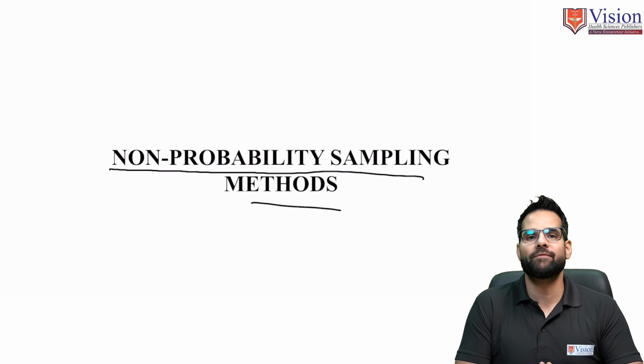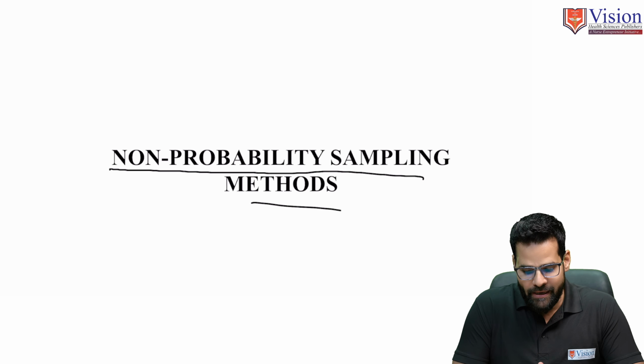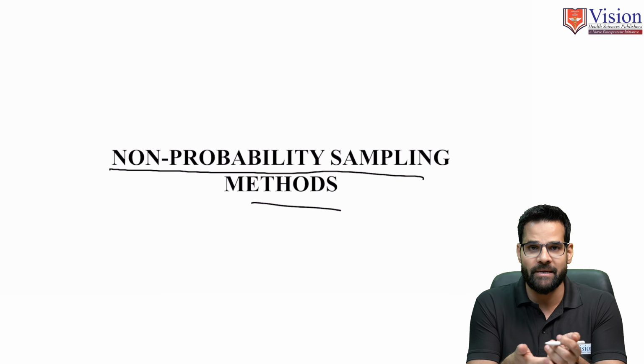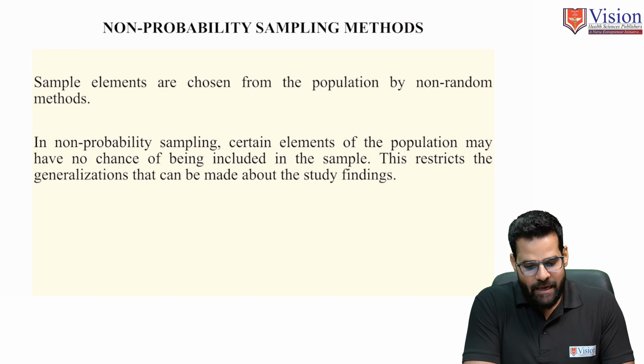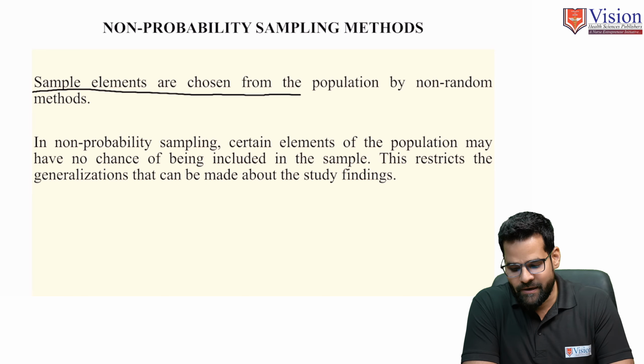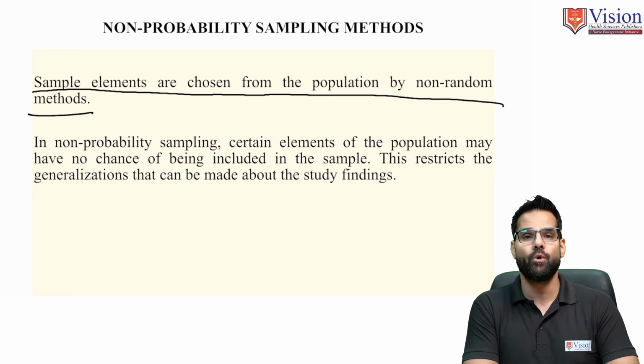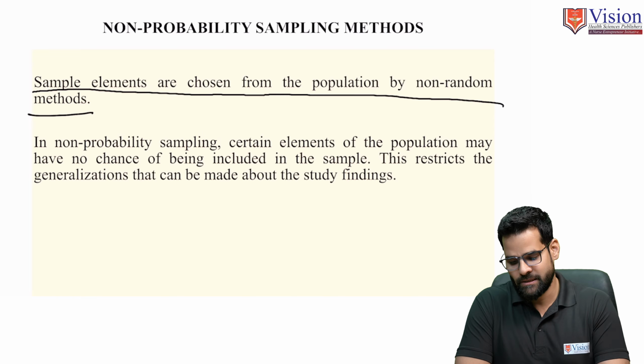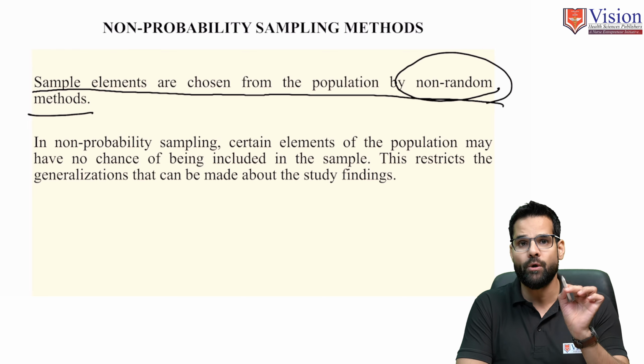In a previous lecture we discussed probability sampling methods, where we covered various techniques of selecting the sample from the population using the random method. Now, what is non-probability sampling? Let's talk about this. Sampling elements are selected from the population by a non-random method. Please understand this: the important point here is non-random methods.